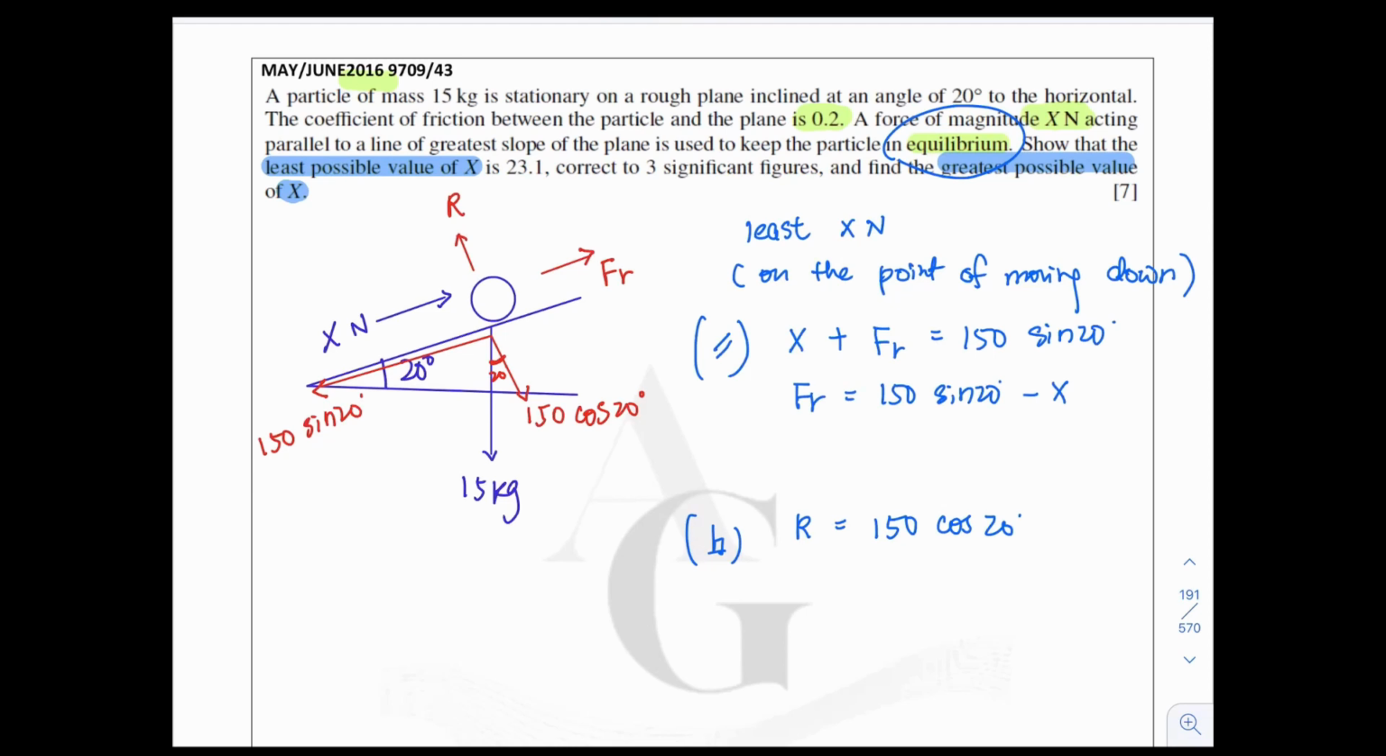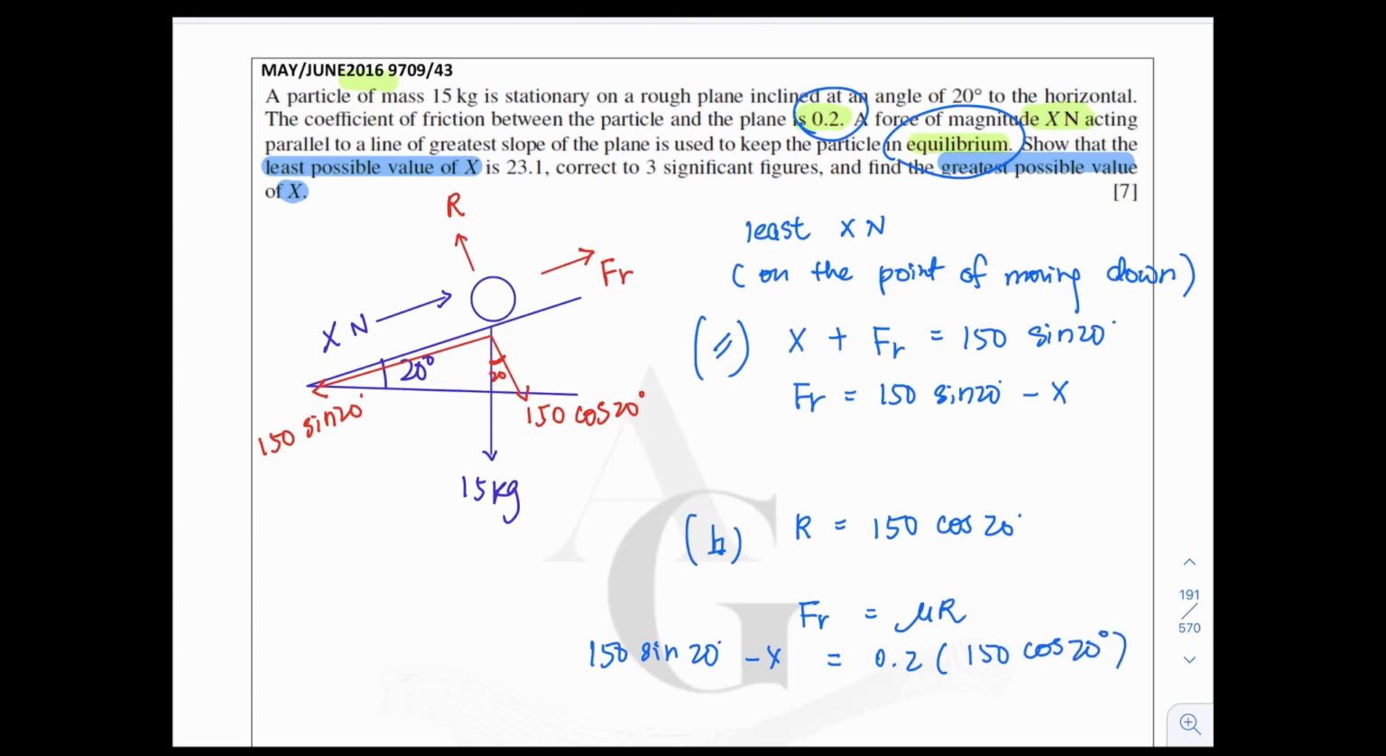How are we going to link the friction and the R? There is a formula: friction equals mu R. So we just sub in the friction, which is 150 sine 20 minus x, equals to mu. What's the mu here? It's given in the question, 0.2. So it's equal to 0.2 R, 150 cos 20.